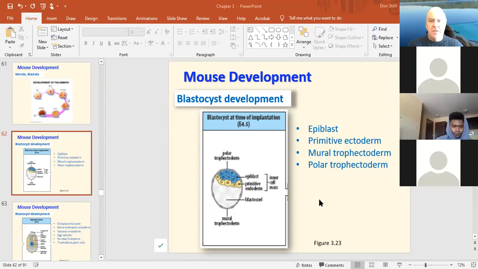Okay, and as it does, here are some vocabulary terms you need to know. Epiblast is the top part, and that is the actual embryo. Primitive endoderm here, mural trophectoderm, and polar trophectoderm.